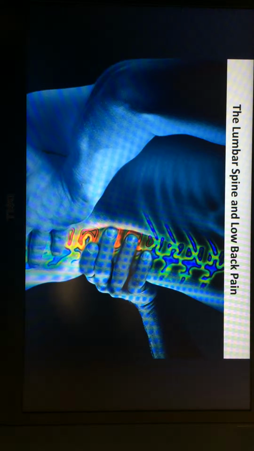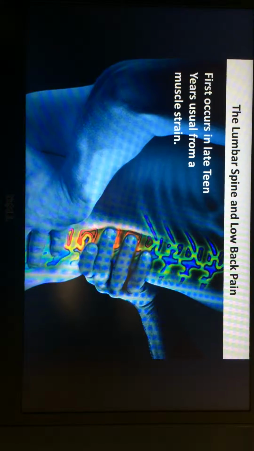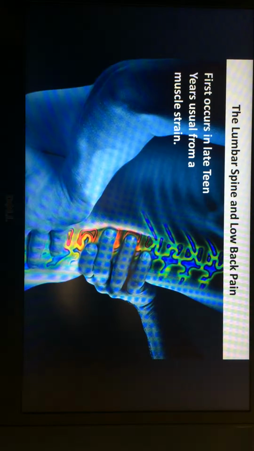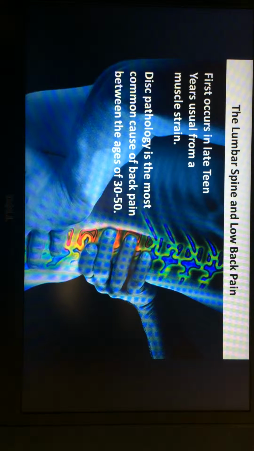The lumbar spine and low back pain. Did you know that low back pain commonly first occurs in our late teen years due to a muscle strain and will typically resolve within several days? Disc pathology becomes the most common cause of low back pain in middle-aged adults.